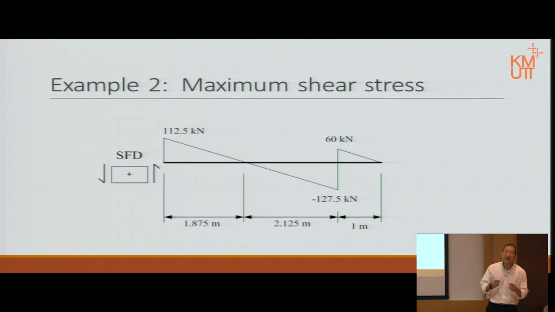Again, the negative sign here is just direction. Negative doesn't always mean less than positive. It is just direction. So in this case, we must use the absolute value, which means 127.5 is bigger than 112.5. And that will be the choice that we should use, the maximum shear force. Now, once we do that, we can move on.